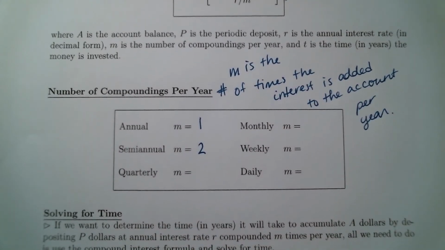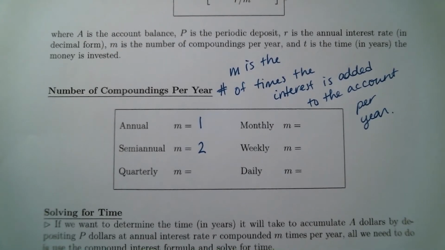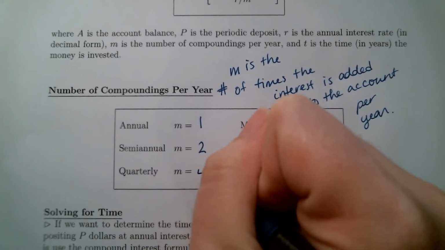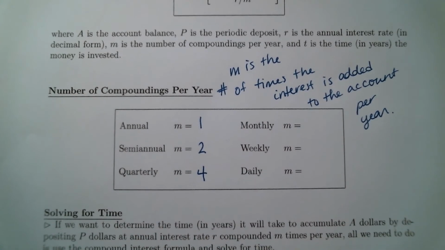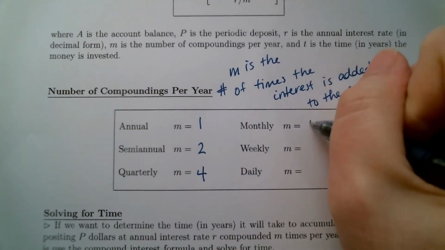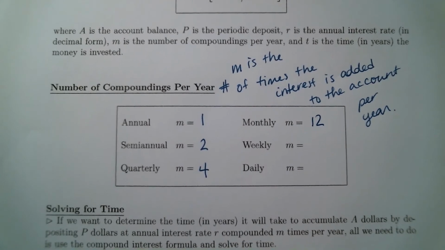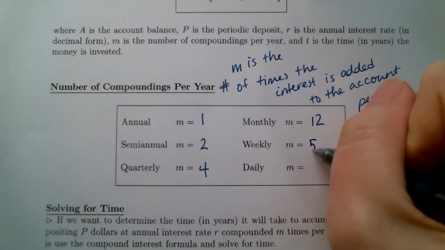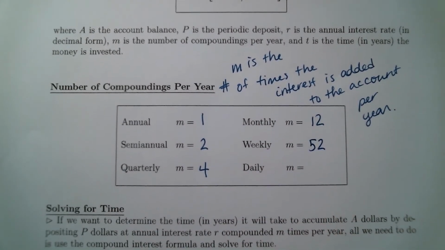So if you're compounding semi-annually, you would be adding the interest to the account 2 times a year, okay? Quarterly, 4 times a year. There's 4 quarters in a year, okay? Monthly, M would be 12 because there's 12 months in a year. Weekly, there are 52 weeks in a year.